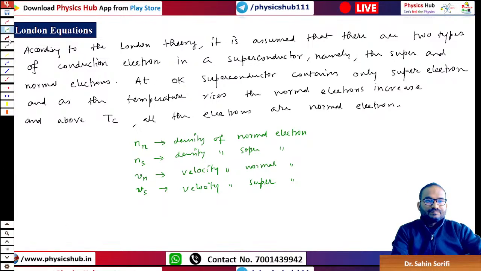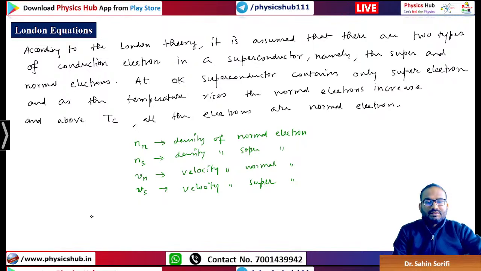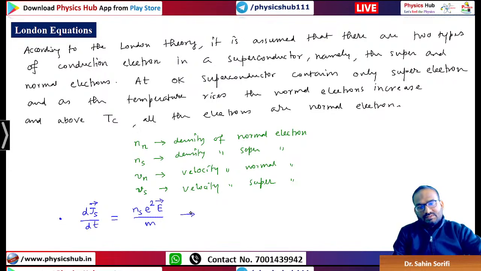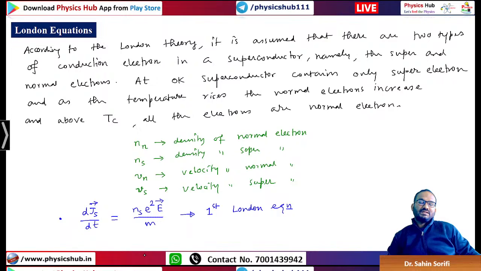Now London equation 1: d js by dt. You can imagine what js is, js is the current density for super electrons. d js by dt is equal to n s e square E by m. This equation is known as the first London equation. All the terms you can understand: d js by dt equals n s e square E by m.